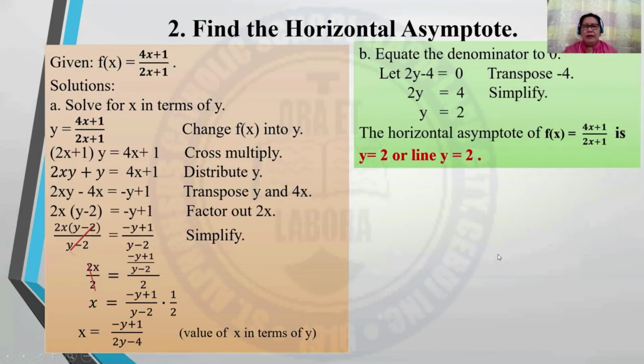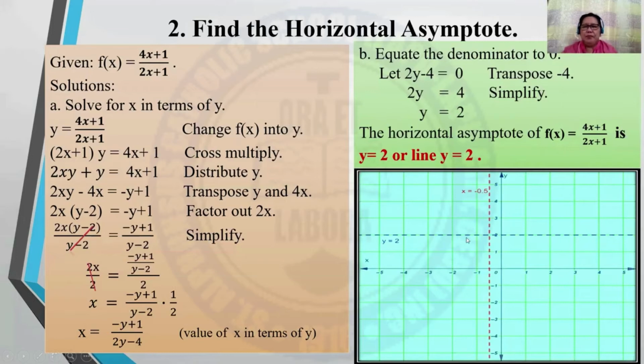So how will you graph that? So the red one is the vertical asymptote. So for the horizontal asymptote, you draw a dotted line or a broken line passing through y is equal to 2. And you name this as line y equals 2. That's the vertical asymptote, and the other one, the horizontal asymptote.